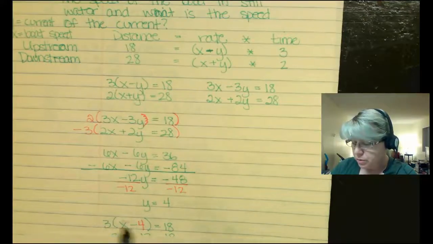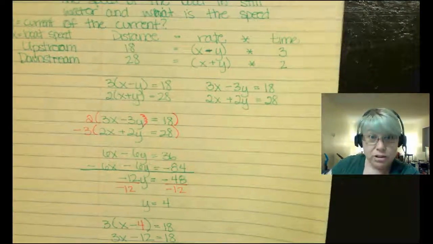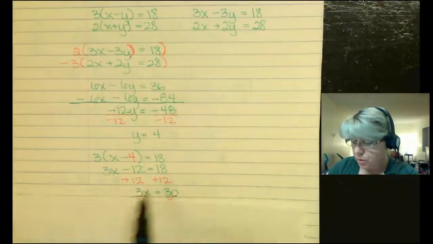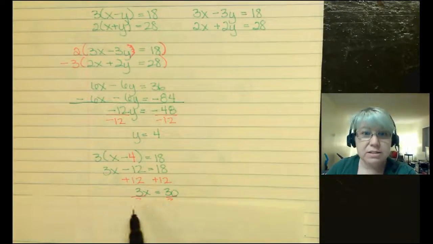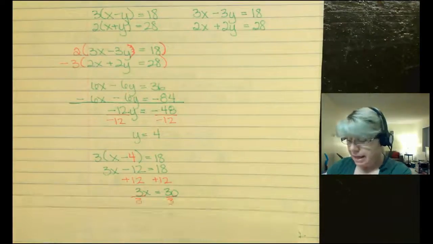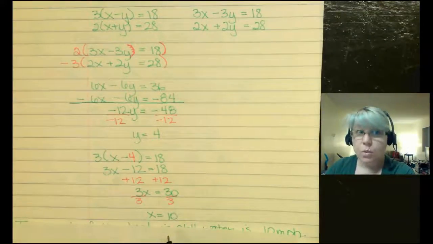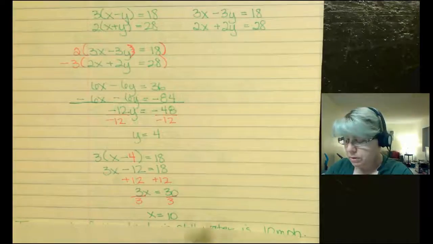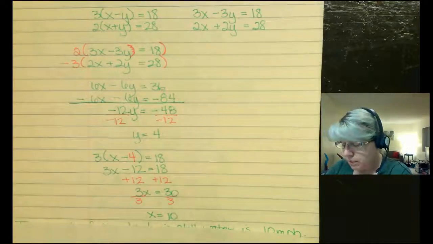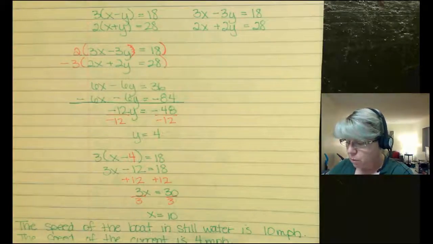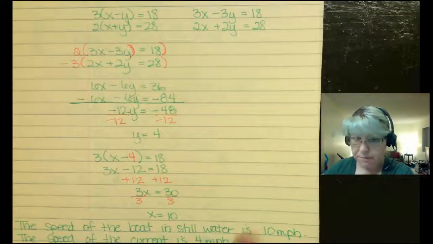Let's plug y into one of our original equations. I'll just do it in the first one. 3 times x minus 4 equals 18. Distribute, 3x minus 12 equals 18. Add 12 to both sides. 3x equals 30. Divide by 3 on both sides. x equals 10. What does that mean? Well, we let x be the boat speed and y equal the current speed. Therefore, the speed of the boat in still water is 10 miles per hour, and the speed of the current is 4 miles per hour.